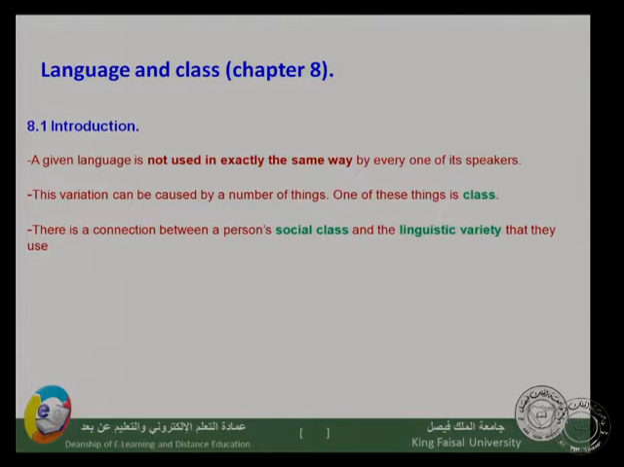This variation in using language can be caused by a number of things, and one of those things is class, which refers to social class. There is a connection between a person's social class and the linguistic variety that they use. So the language that you speak is related to the social class to which you belong, and both of them affect one another. So we can decide your social class by considering the language variety that you use.